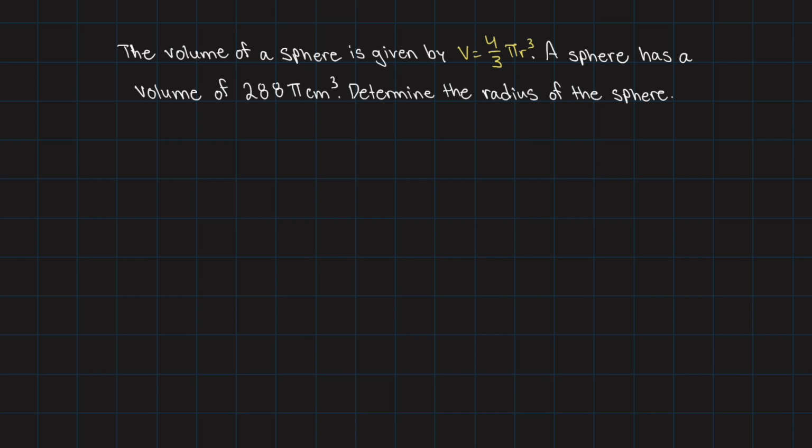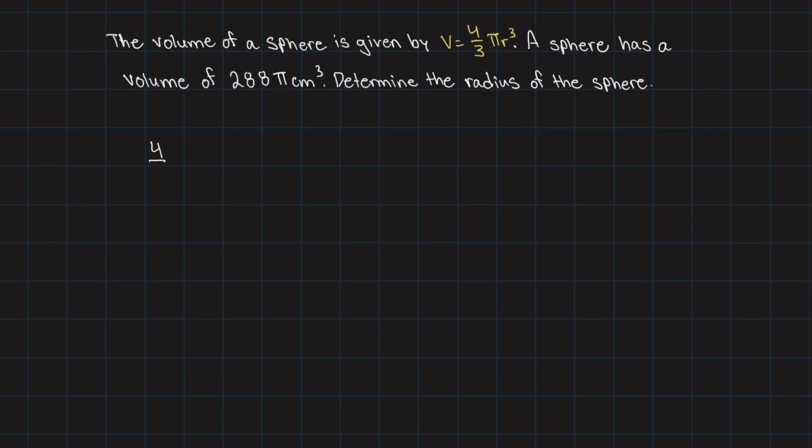So since we know the volume formula is given by 4 over 3 pi r cubed, and we know that that is equal to 288 pi centimeters. We don't put the cubed here because that's just the units for the volume, because it's three-dimensional. Then we can cancel out the pi's, just make it a bit simpler. Then we're left with 4 over 3 r cubed is equal to 288, which we don't even really need to write the centimeters. So let's just remove that.